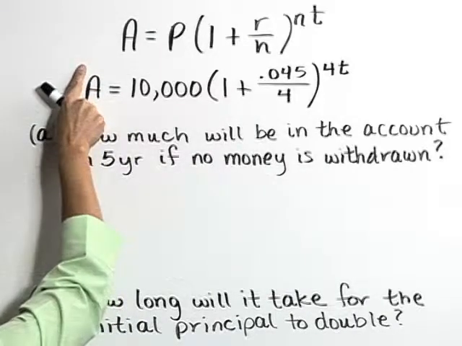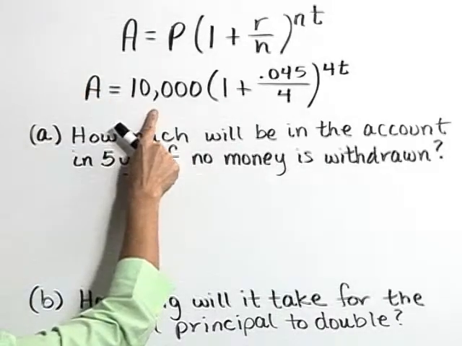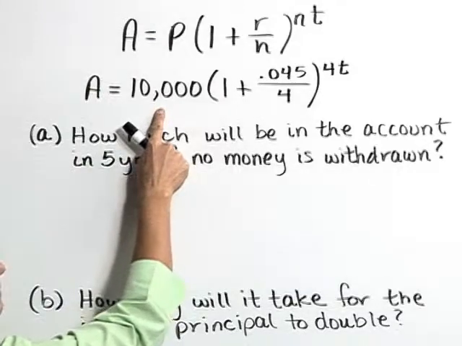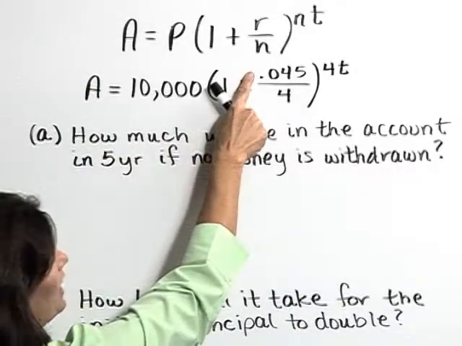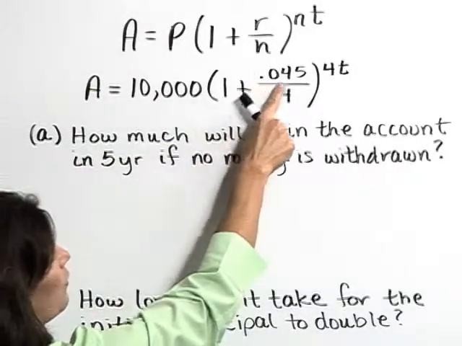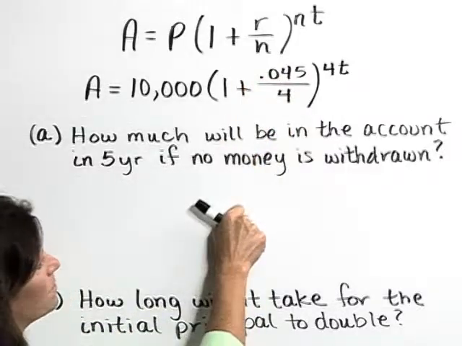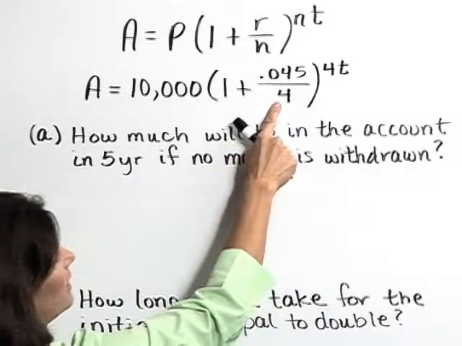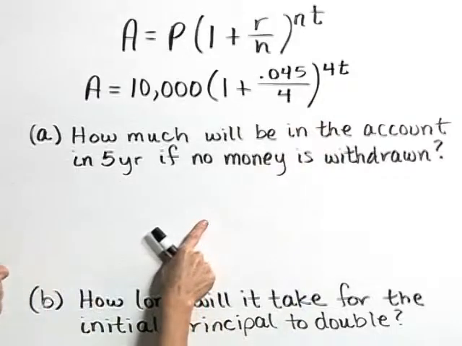Now, our compound interest formula is A equal P times 1 plus r over n to the nt. We're given initially that a principal amount of $10,000 is invested at 4.5%, so 0.045 for r, and that this is compounded quarterly, so n is equal to 4.